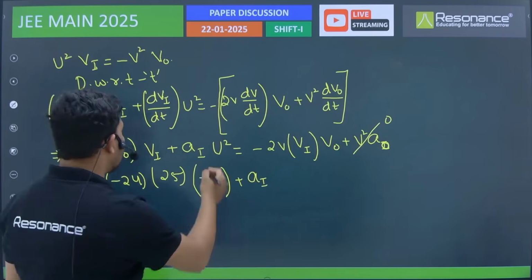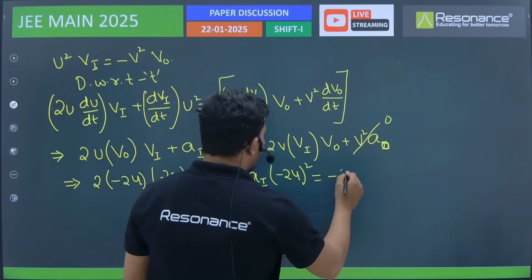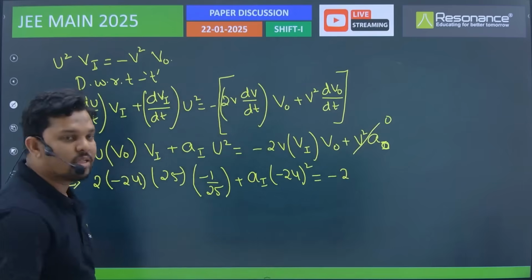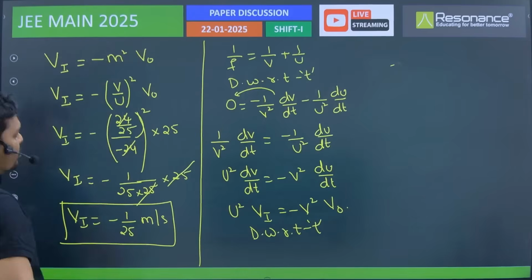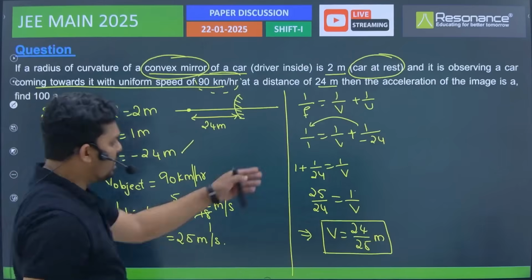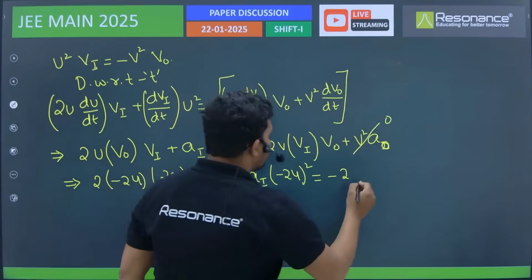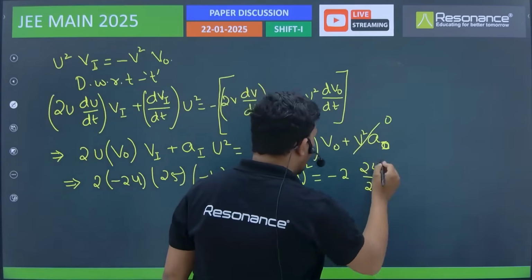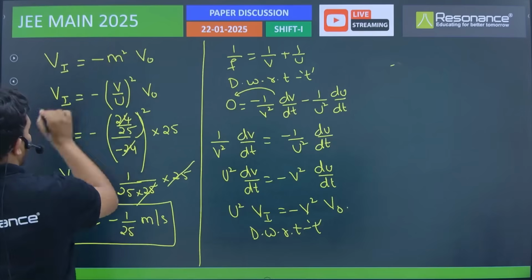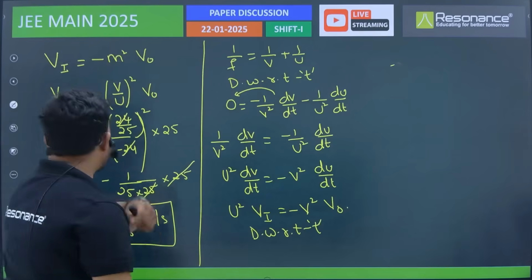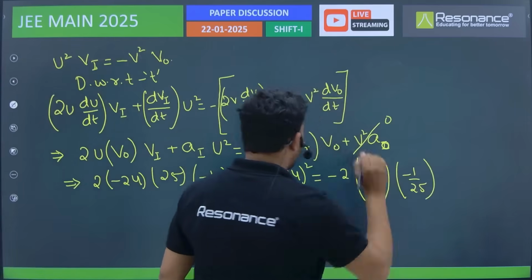And the object, this is nothing but u square. So already we got u, minus 24 whole square, equals 2 into v. That is nothing but the image distance. What is the image distance we already got here? You can see the image distance is going to be 24 by 25. Followed by the velocity of the image. What is the velocity of the image? We got the velocity of the image as minus 1 by 25. I would like to substitute that, minus 1 by 25. I hope you got my point.